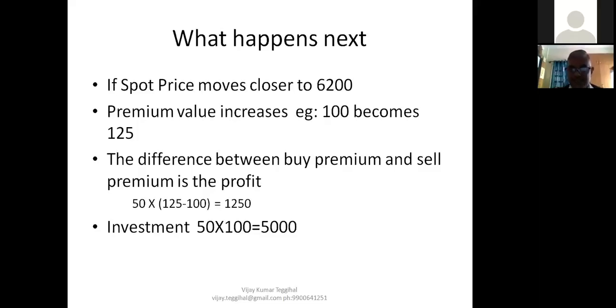Now what happens next? If the spot price moves closer to 6,200, the premium value increases, which means 100 becomes 125. The difference between the buy premium and the sell premium is the profit. So if 50 is the lot size, 50 into 125 minus 100 is equal to 1,250. The investment was 5,000 rupees and the profit is 1,250. Got it. In percentage terms, this is really huge.